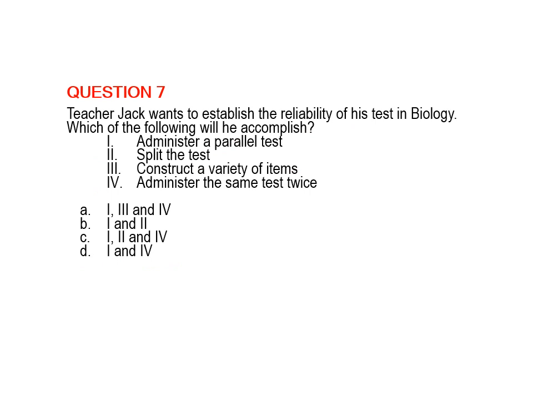Question number 7. Teacher Jack wants to establish the reliability of his test in biology. Which of the following will he accomplish? Administer a parallel test, split the test, construct a variety of test items, administer the same test twice. The options: 1, 2; 1, 3, 4; 1 and 2; 1, 2 and 4; 1 and 4. Correct answer is 1, 2, and 4.